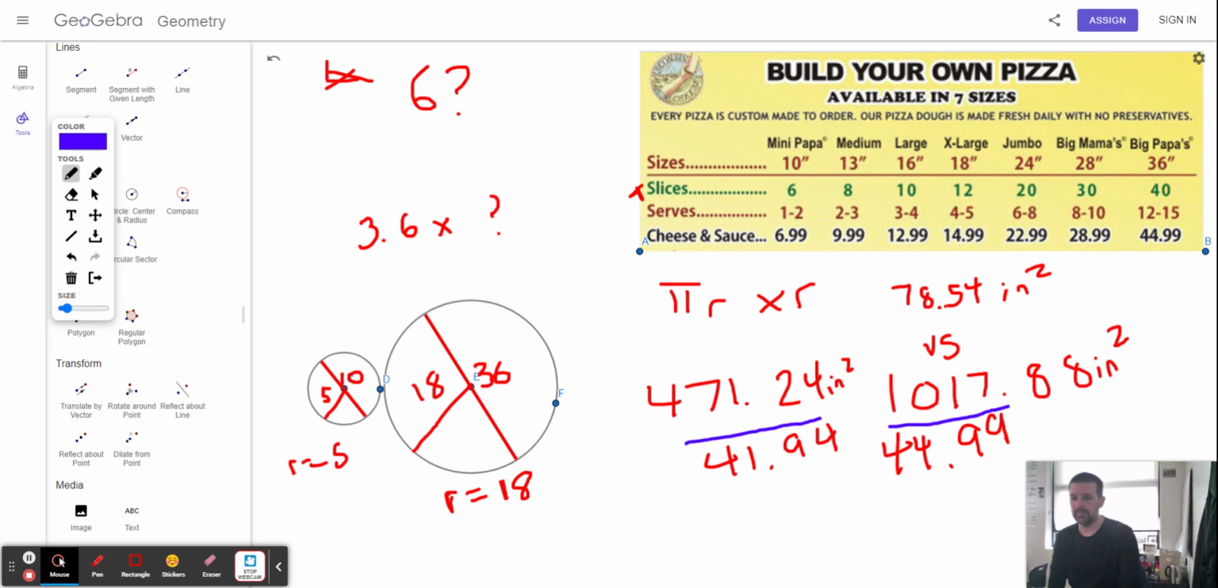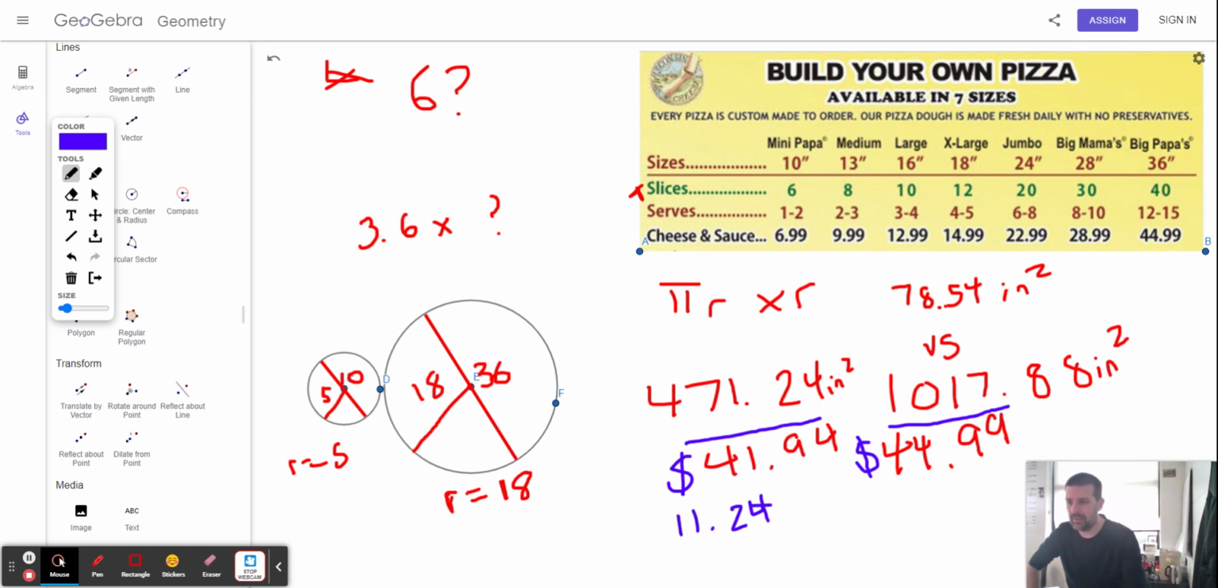When you divide them, you're going to get inches squared per dollar. I should add my unit here. You're going to get inches squared per dollar. So if I divide those, that's what it's going to tell me. So I'm going to do that right now. What is 471.24 divided by 41.94? The answer is approximately 11.236052. Oops, so I'm getting that, 11.24.